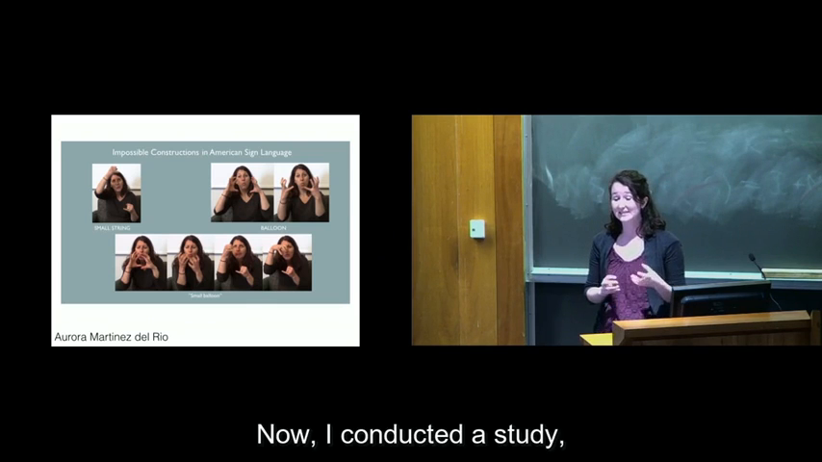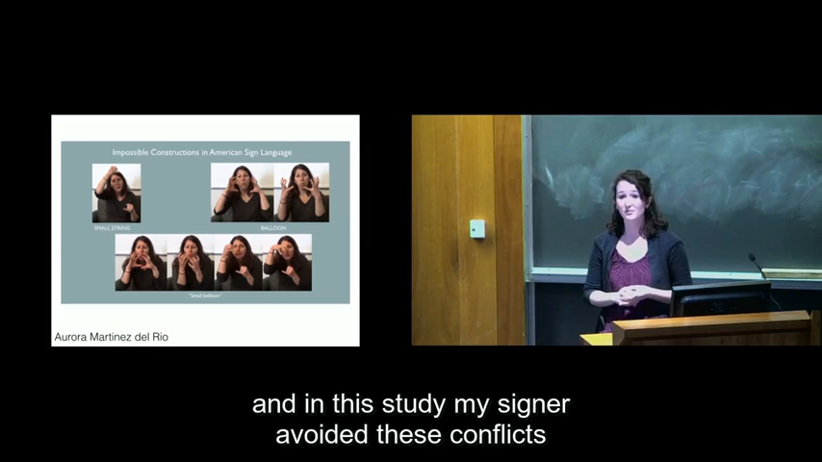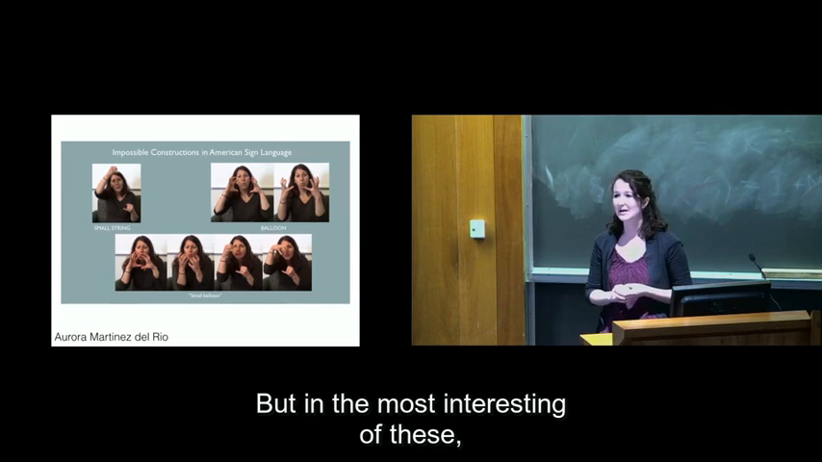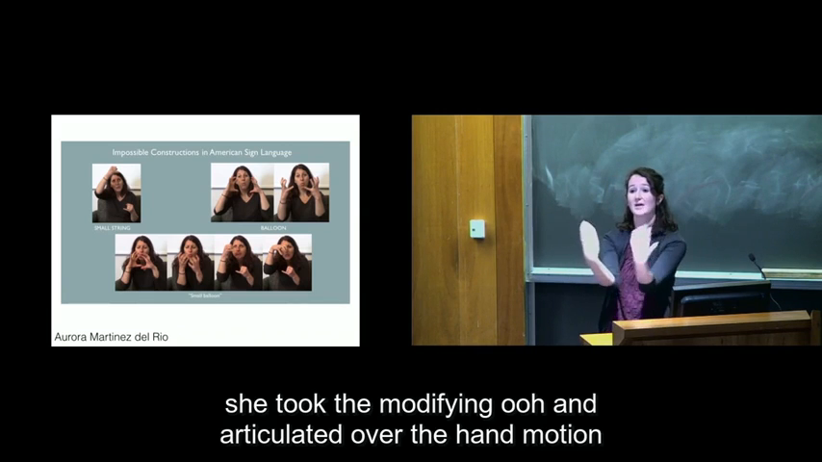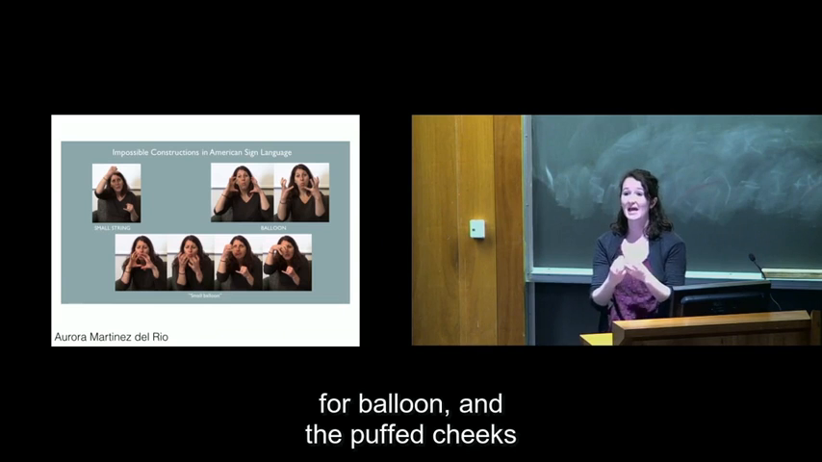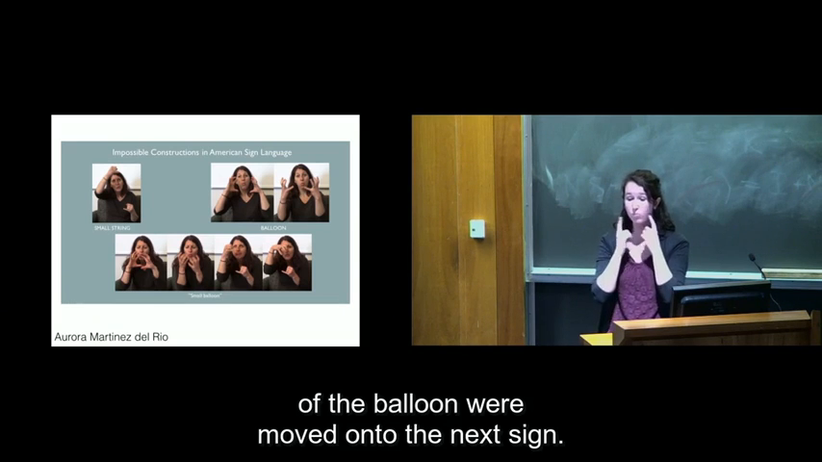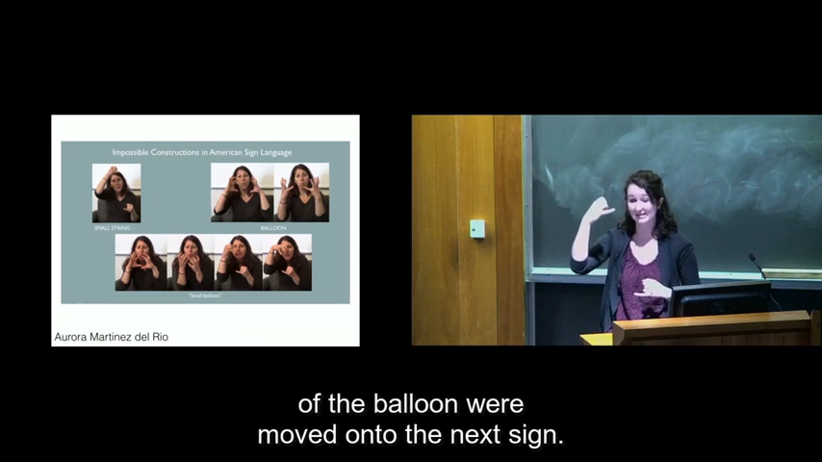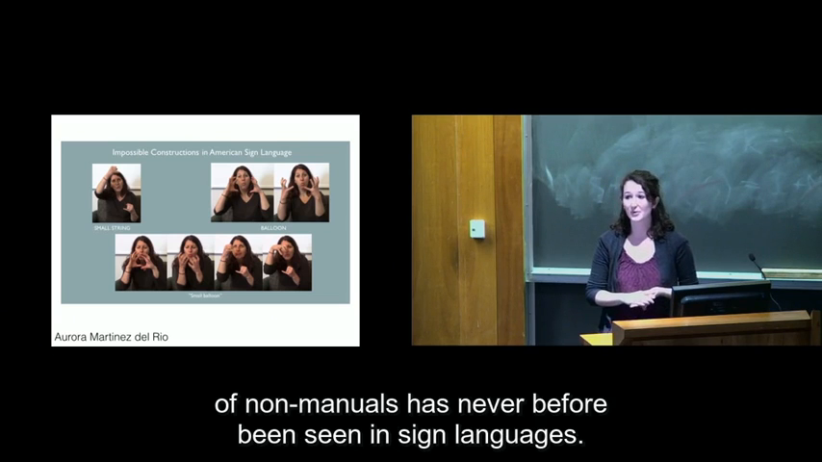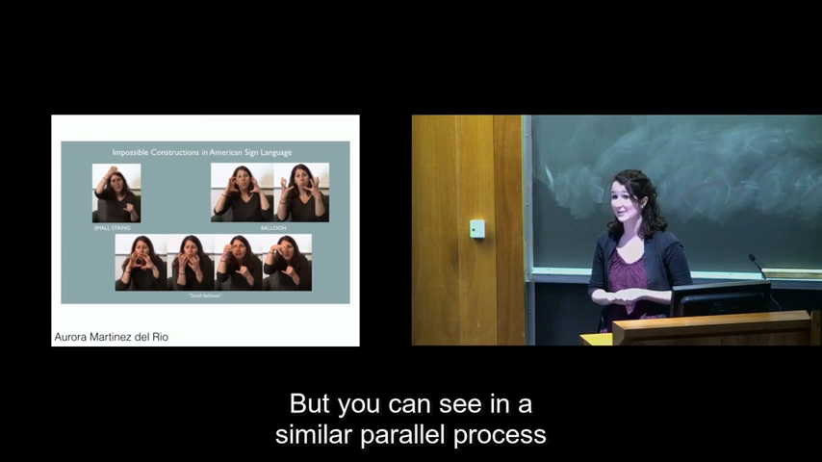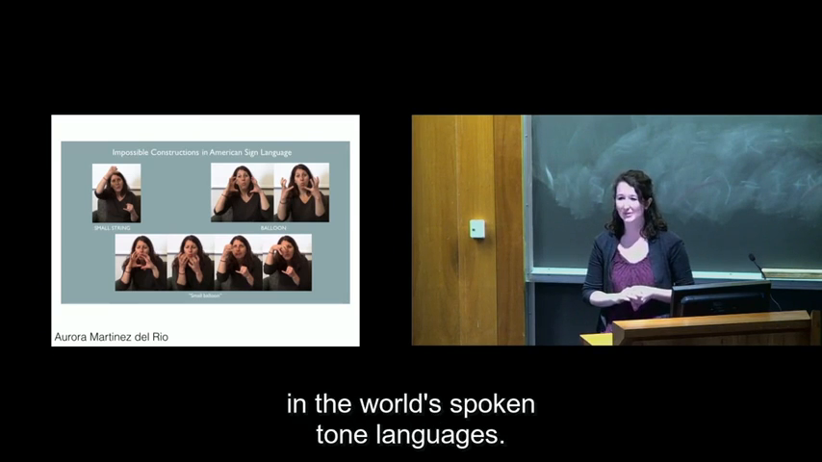Now, I conducted a study, and in this study, my signer avoided these conflicts in a number of ways. But in the most interesting of these, she took the modifying ooh and articulated it over the hand motion for balloon, and the puffed cheeks of balloon were moved onto the next sign. This movement of non-manuals has never before been seen in sign languages, but we can see a similar parallel process in the world's spoken tone languages.